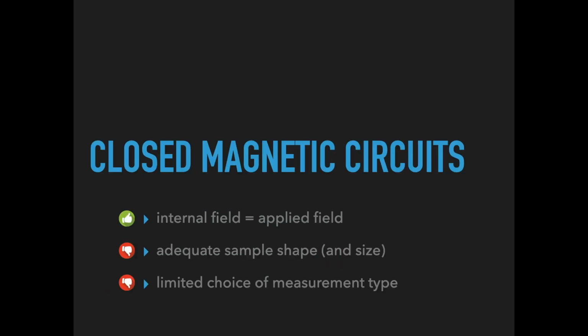It's now time to describe in more detail a few measurement techniques of magnetic properties, starting from those based on closed magnetic circuits. As we said, the closed magnetic circuit configuration has the advantage that the internal field is equal to the applied field because there is no demagnetizing field inside the sample. The disadvantage is that you cannot use any sample shape. The sample must have a shape appropriate for doing a closed circuit, and you have a limited choice of measurement types.